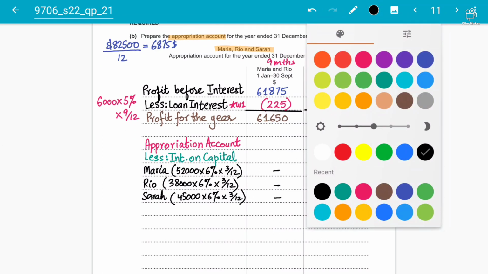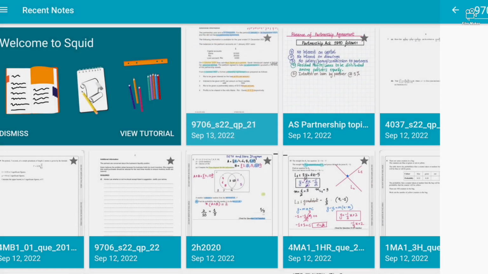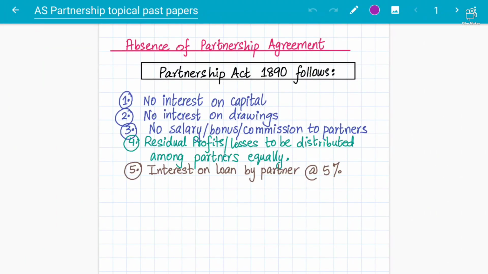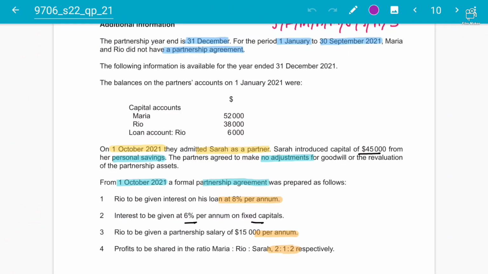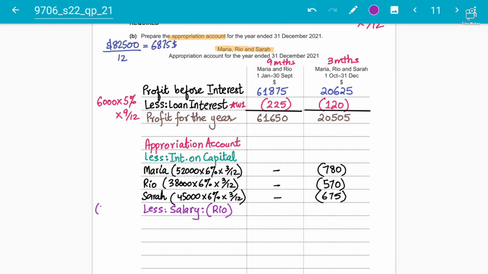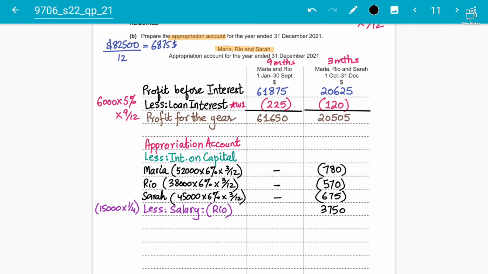Then you also have salary for one of the partners, so we have to deduct salary as well. So salary is going to be for Rio only, I think. We need to understand that in the absence of partnership agreement, as we discussed, there is no salary, no interest on capital, no drawings. That's why the first 9 months is easy to do, okay? But then you have 15,000 salary per annum that needs to be given to Rio. So it's going to be 15,000 into 25% or 1 upon 4, that is 3 upon 12. So you can simply say that it's going to be only 3750 of the salary for the 3 months, okay? So here you go, 3750 salary.